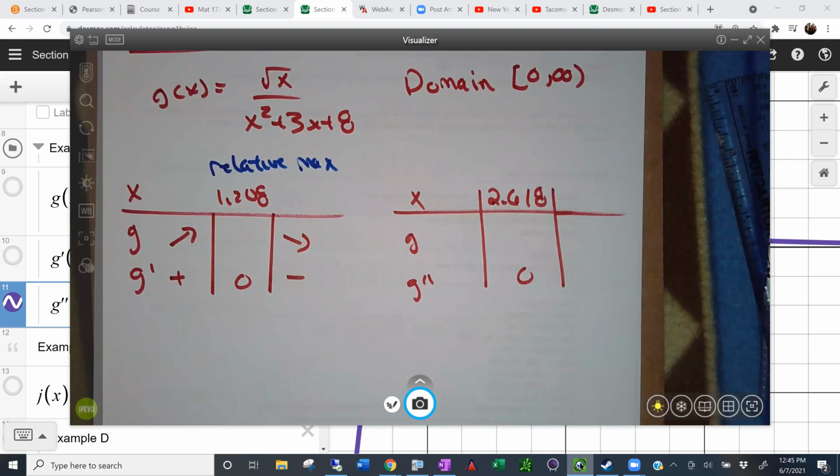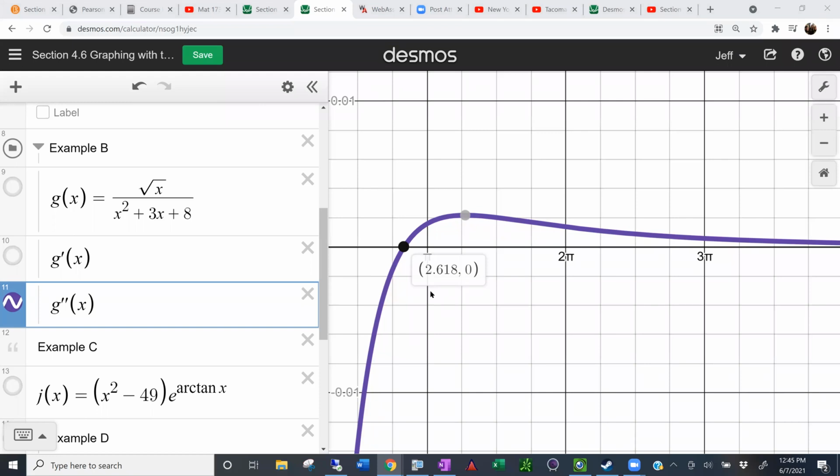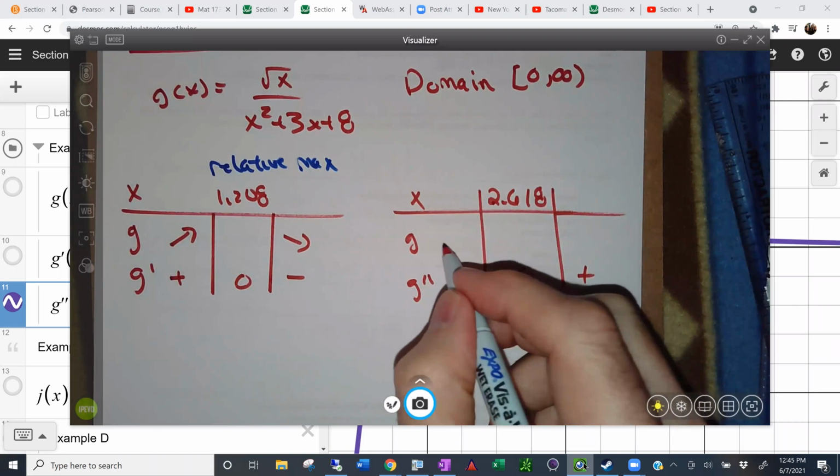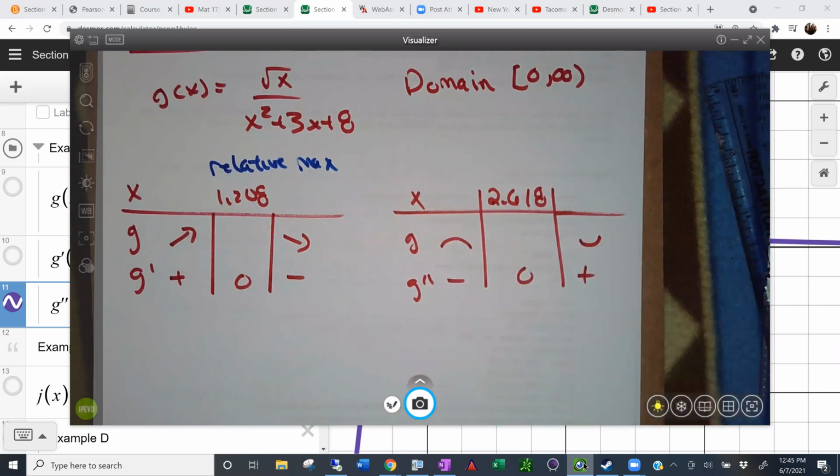Second derivative was 0 there. Well, what about to the left of 2.618? What was the function doing there? Was it positive or negative? Looks to me like this graph is below the x-axis. So it's negative and then positive. So it's concave down, then concave up.